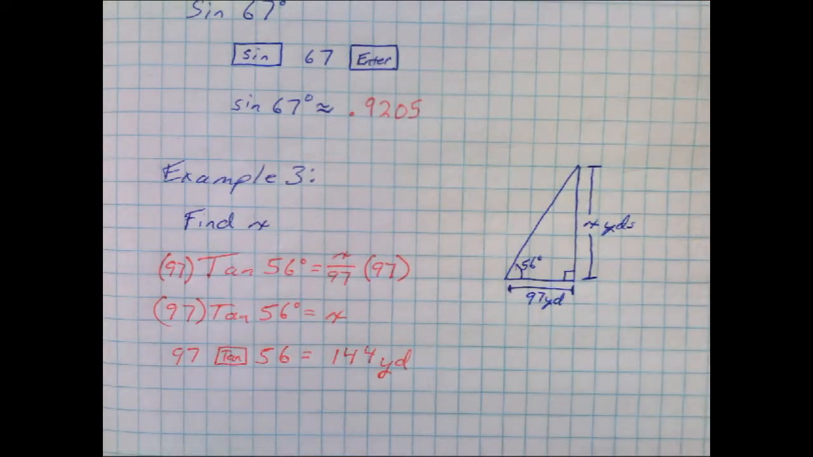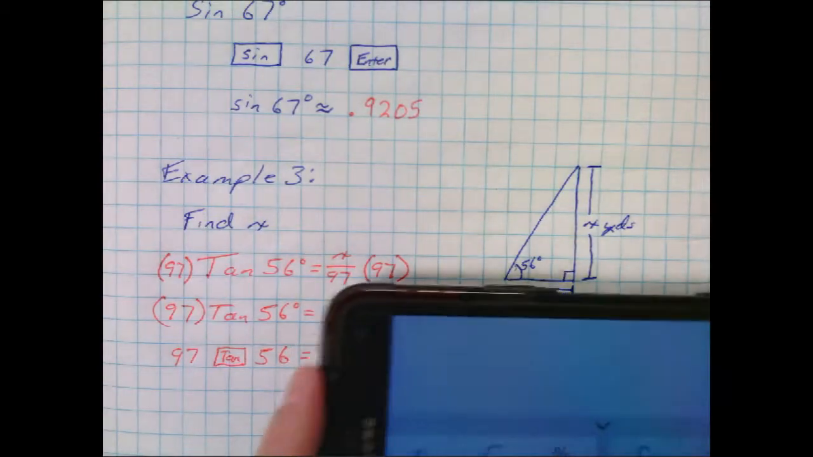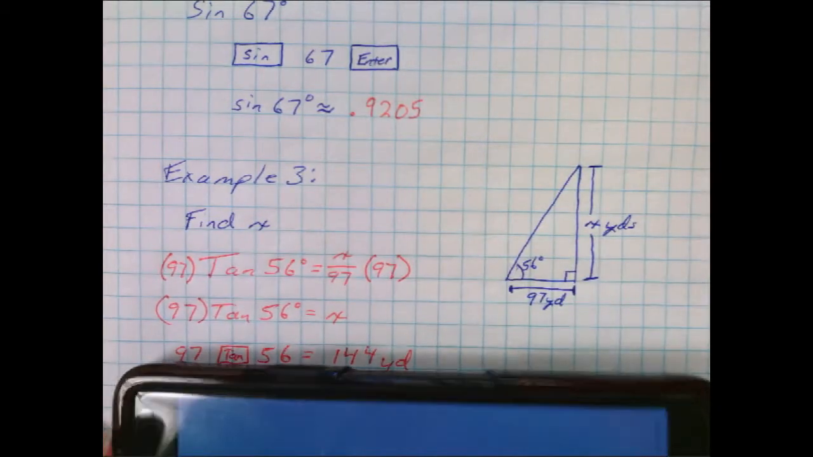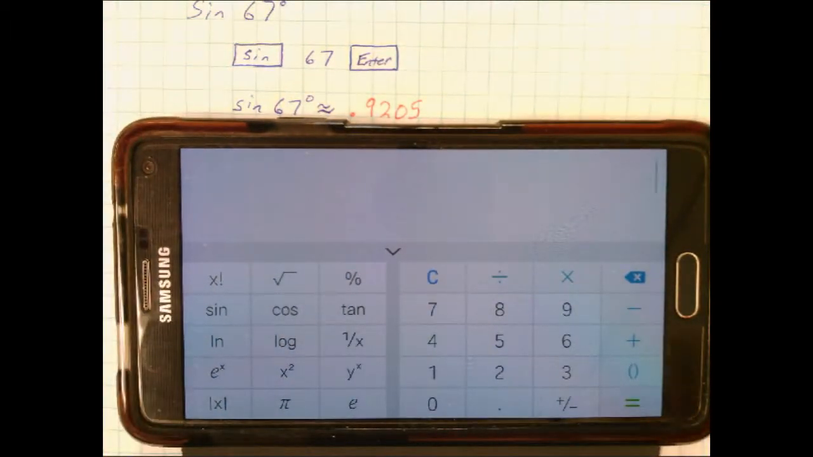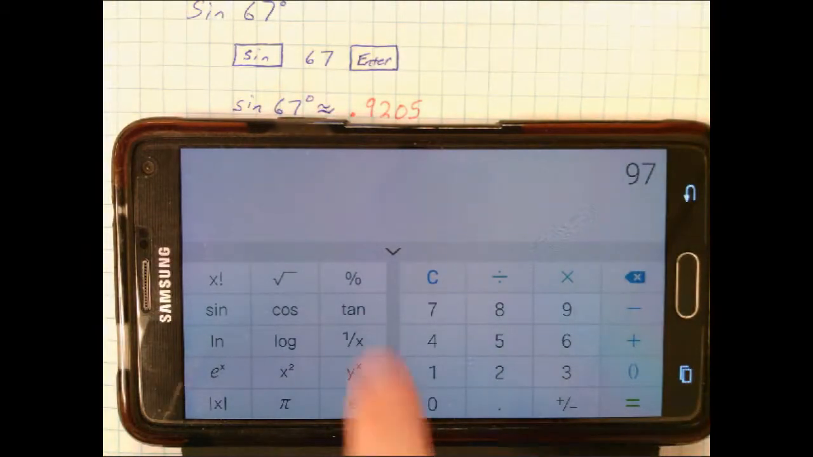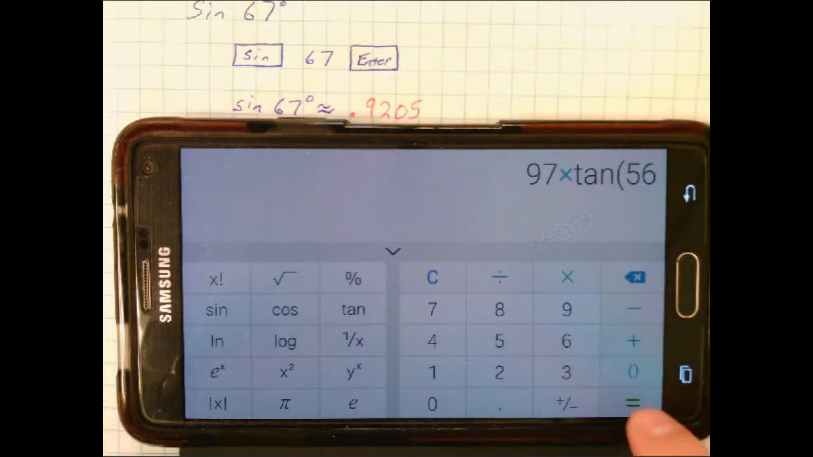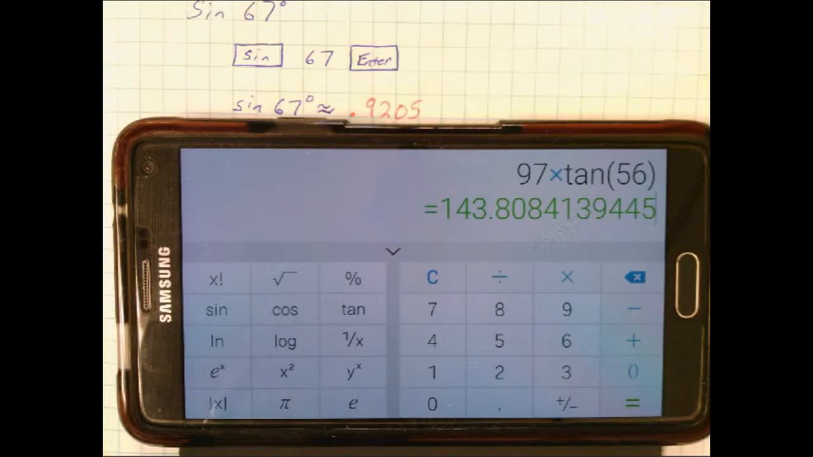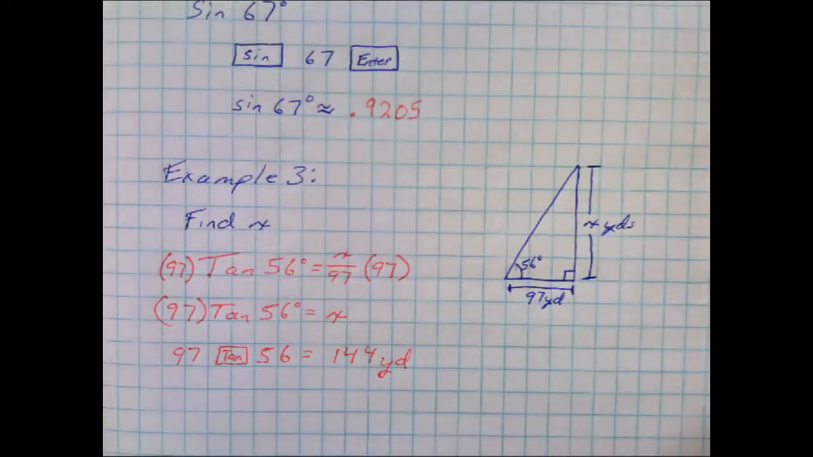Alright, so let's look at that same problem from a cell phone calculator. So we're going to do the same thing here. 97 tangent, and then we had 56. So 56, and this time instead of enter, it's equals, and we come up with the exact same answer. Okay? Alright, great job there.